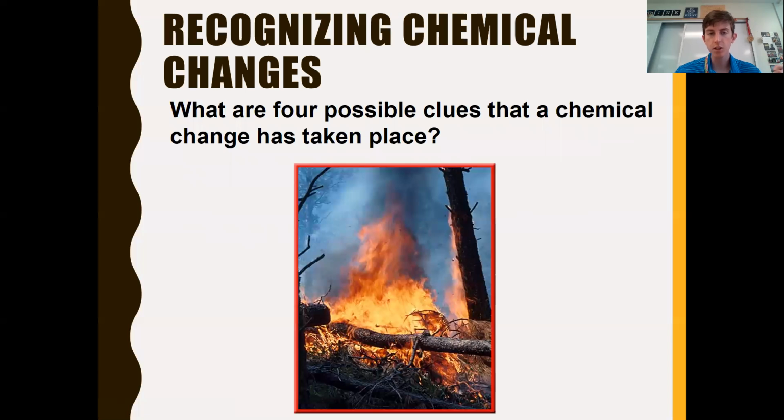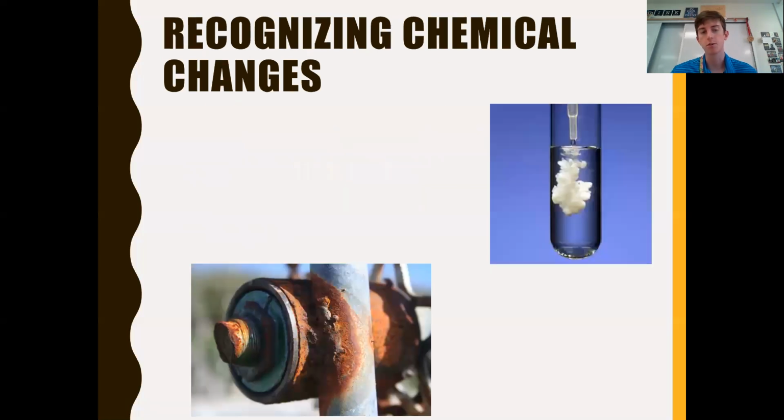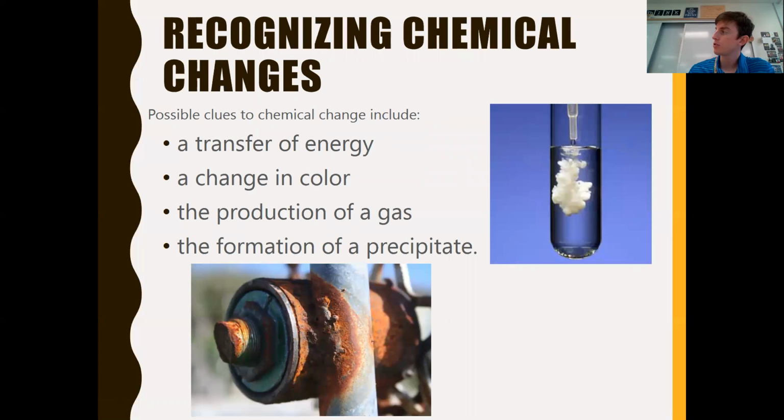But what are four clues that a chemical change is taking place? Well, the first one is transfer of energy. So if you feel something all of a sudden get cold or hot, you probably have a chemical change, a chemical reaction, taking place. If something changes color, then you also probably have a chemical change. If something produces a gas, how do you tell if it's producing a gas? Well, look for bubbles. If you see bubbles, you probably have a chemical reaction on your hands.